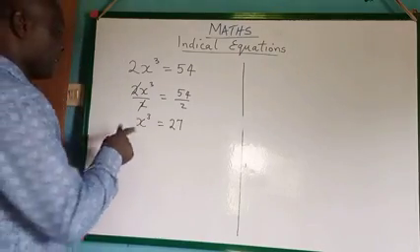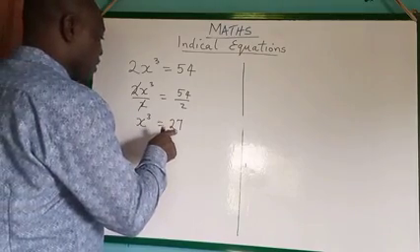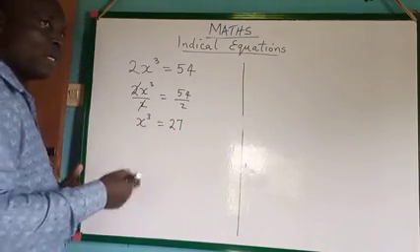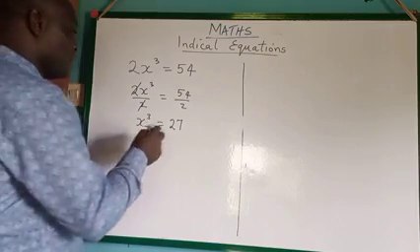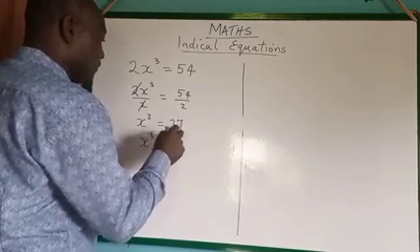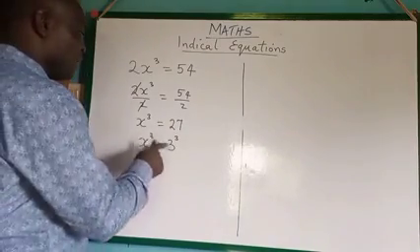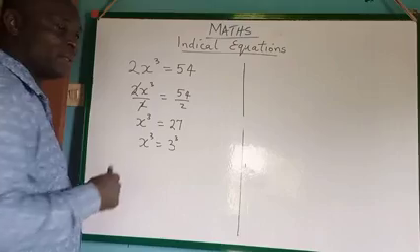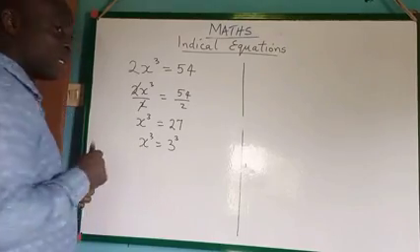Now look at it. Can I express 27 in a form? Look at how it is. 27 is the same thing as 3 raised to power 3. Remember, we are looking for the value of x.